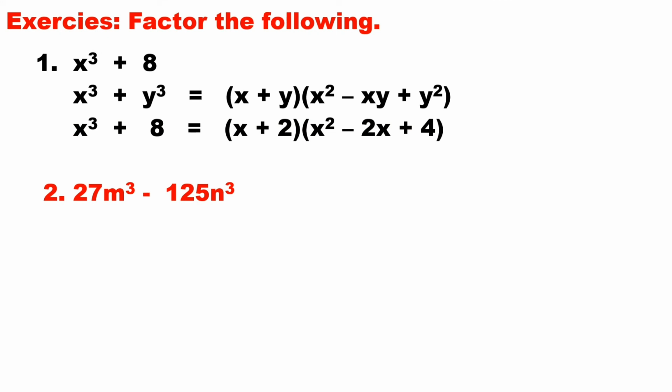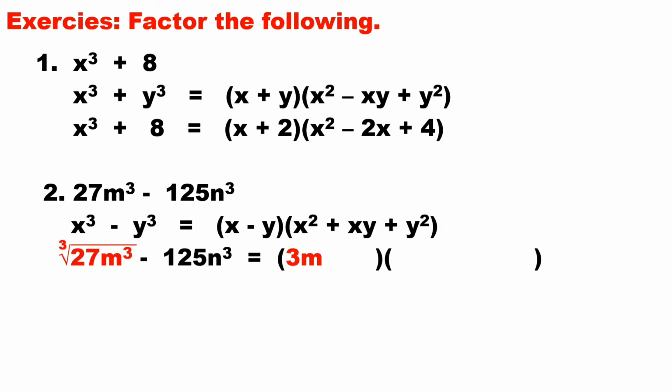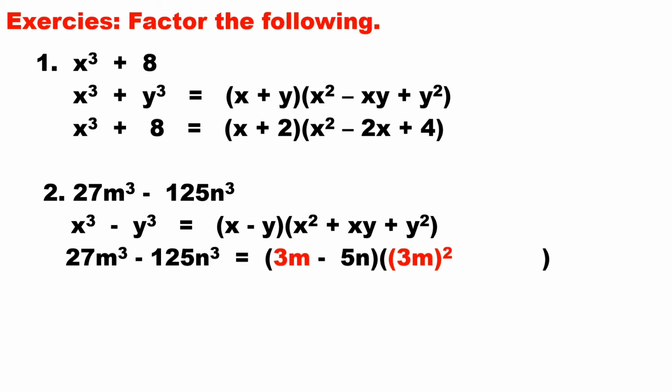Number 2, factor 27m cubed minus 125n cubed. To get the first binomial factor, get the cube root of the terms. Cube root of 27m cubed equals 3m, minus cube root of 125n cubed equals 5n. To get its trinomial factor, get the square of 3m equals 9m squared. Plus, multiply 3m and 5n equals 15mn. Get the square of 5n equals 25n squared.